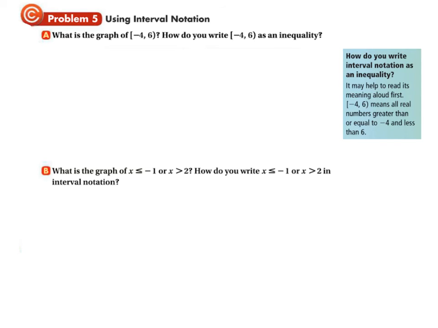This is saying all real numbers that are greater than or equal to -4, because the bracket says it's coming close to that and not bulging away, meaning -4 is in. So all real numbers that are greater than or equal to -4, but less than 6, because we're talking about the interval in between these numbers. So what's the graph of that?